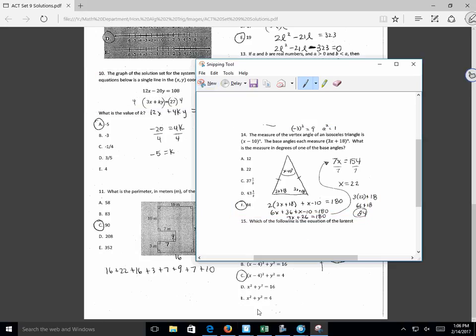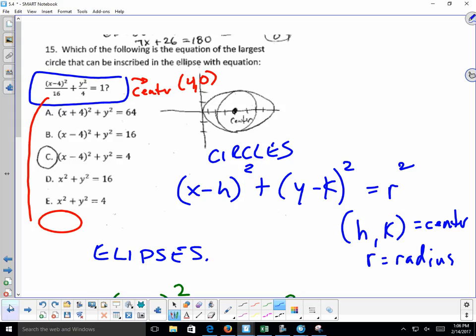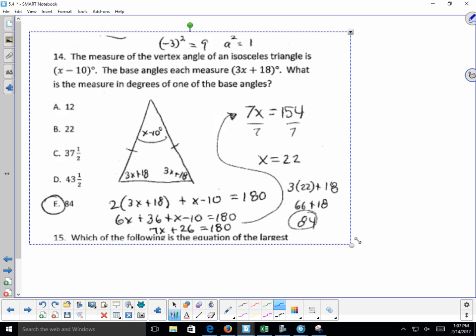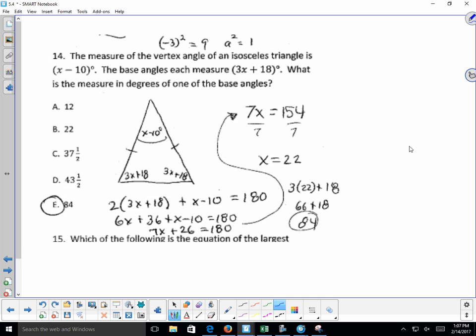Okay, for number 14, it says the measure of the vertex angle of an isosceles triangle is x minus 10 degrees. The base angles each measure 3x plus 18 degrees. What is the measure in degrees of one of the base angles?